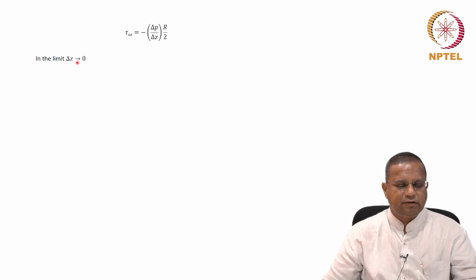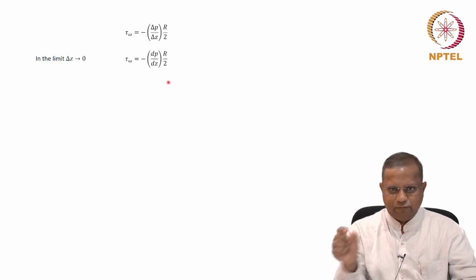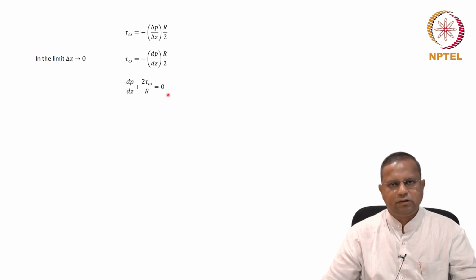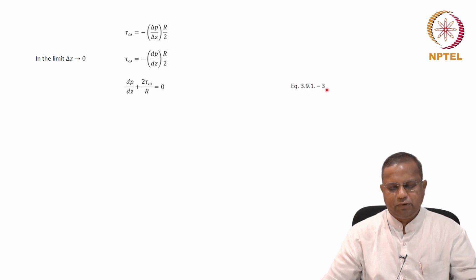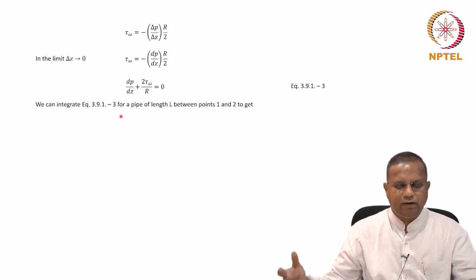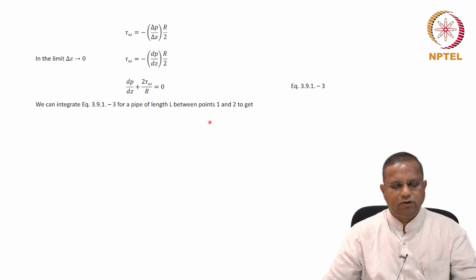In the limit delta z tending to 0, differential element we are taking, tau W can be written as minus d dz of P times r by 2. And this can be written as 2 tau W by r equals minus dP dz. So dP dz plus 2 tau W by r equals 0. Equation 3.9.1-3.